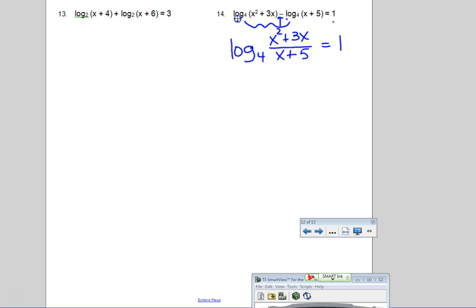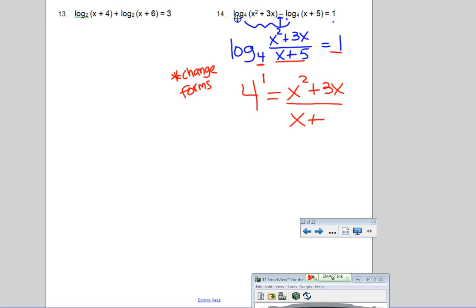All right, so we're not going to drop the logs. We're going to change forms, which is going to get rid of the logs, but it's not just like dropping it off. So we're going to change forms. So that means we're going to have a 4 base. The 1 is the power. And then this is the outcome. Well, a 4 to the 1 power is a 4, so I'll replace that with a 4. Okay, and then I have another proportion, so I'm going to cross multiply.